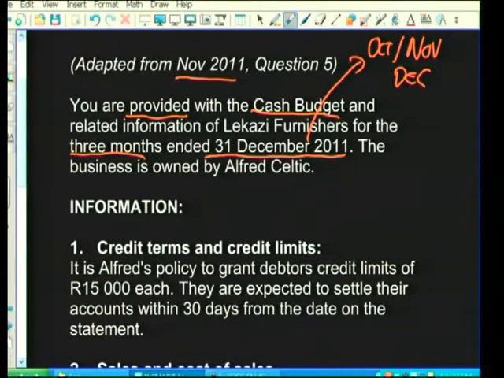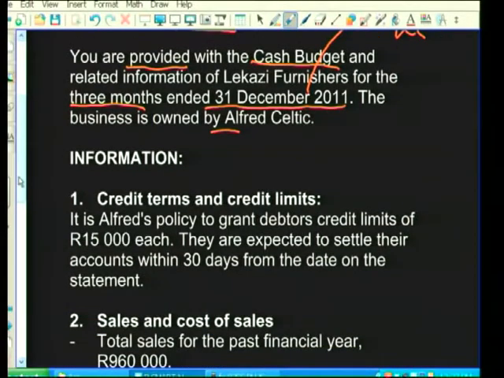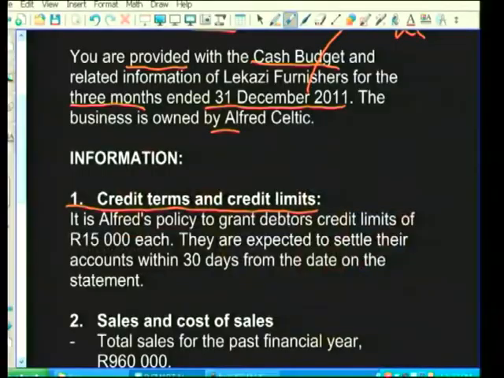The business is owned by Alfred. Okay, the information, number 1, credit terms and credit limits. Okay, so let's go through our information first, guys, and then we'll look at the actual questions that are being asked. Credit terms and credit limits, and this immediately we know is going to apply to your debtors.